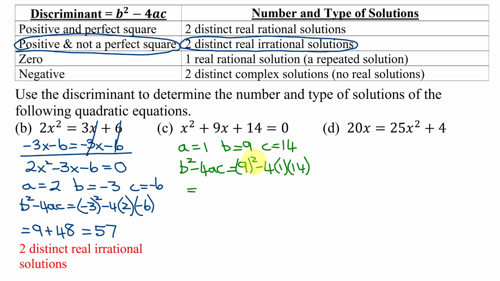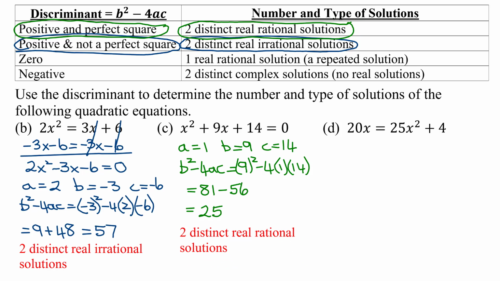So I'm going to get 9 squared, 9 times 9 is 81, minus 4 times 1 is 4, times 14 is 56. And 81 minus 56 is 25. So in this case, the discriminant is positive, but it is a perfect square because 25 is 5 squared. So I will get two distinct real rational solutions in this case.